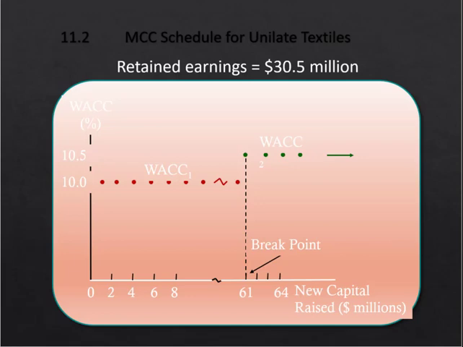We've got an MCC schedule for Unilate Textiles, which you recall from a few chapters ago. We did an analysis and recognized that they were a little bit challenged. And we took a look at the current weighted average cost of capital up to this point. They've got retained earnings of $30.5 million, so they're sitting at a weighted average cost of capital of 10%. Once they have to start raising new capital, the weighted average cost of capital goes up because you have flotation cost, to 10.5%.